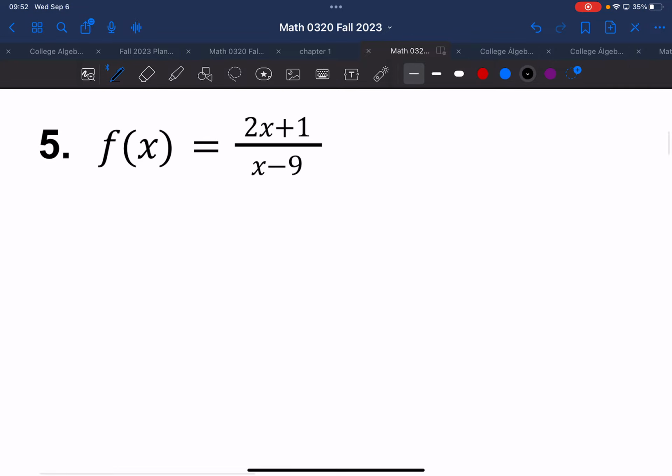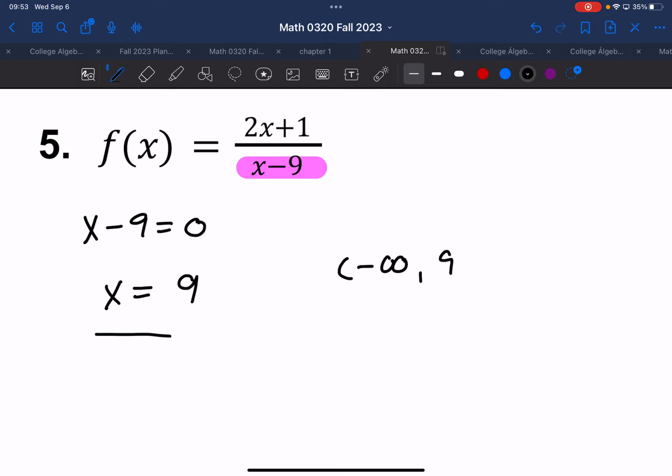Number 5. What are we going to do with 5 since we have a fraction? Set it equal to 0. What are we setting equal to 0? X minus 9, because that's the denominator. When we do that, we get x equals 9. So how would our domain look? Think back to the first 2 examples. Parentheses, negative infinity, comma 9, u for union, and parentheses 9, infinity.